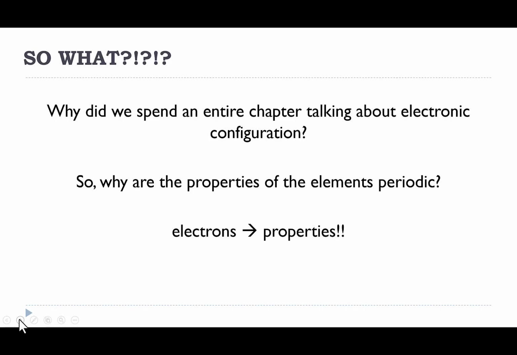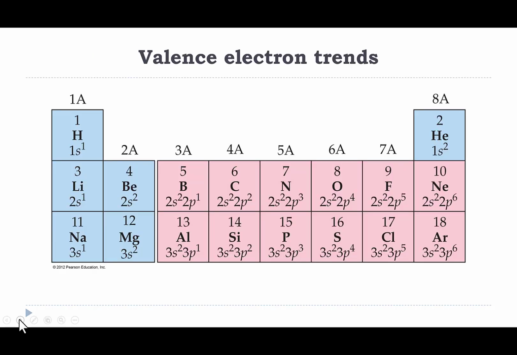So what? Entire chapter about electron configurations. Also, why are properties in our periodic table so periodic? Why do we see trends repeat every 8 elements or so? How do I know that the S group and the P group are predictable and the D group is not predictable? All of that is based on electrons. So first, predicting valence electrons.